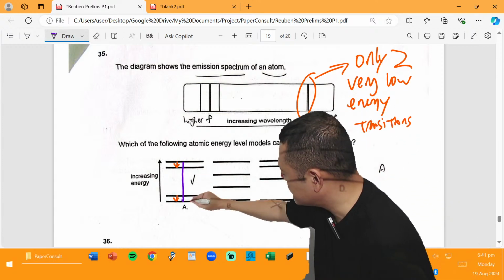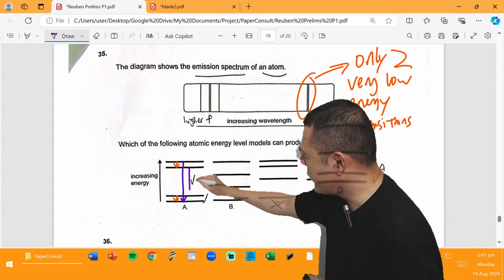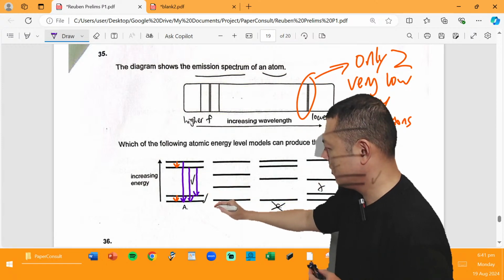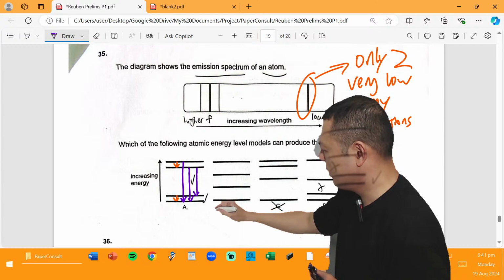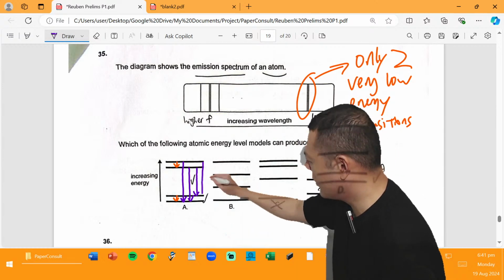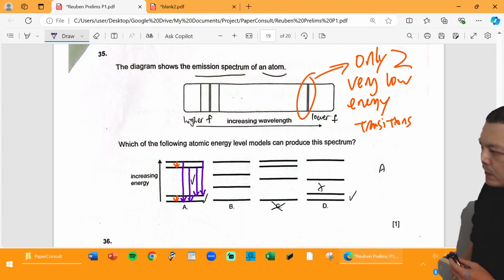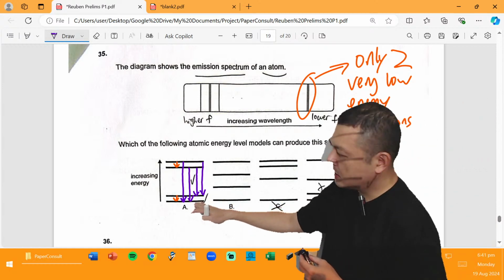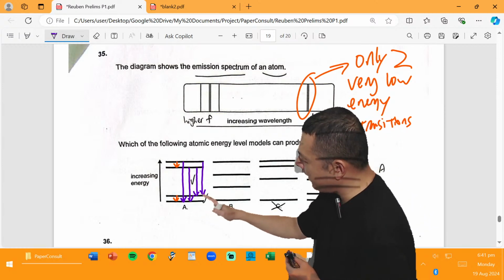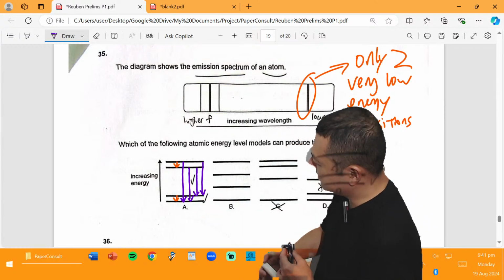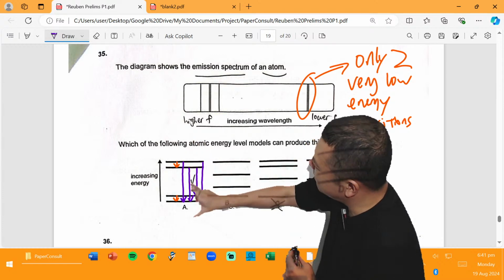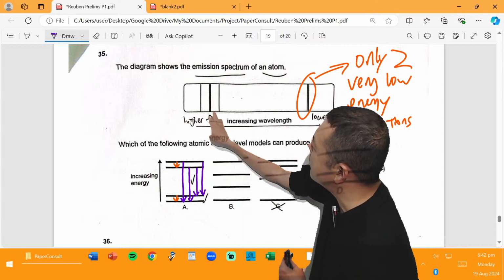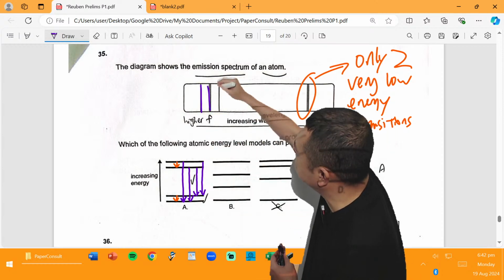From 4 to 1, from 3 to 1, from 3 to 2, from 4 to 2, right? These are high energy transitions, right? And they should all be quite close to each other, because if you use the length as a scale of how much energy it transits, you will see that all four of them are very close to each other. So they represent these four.